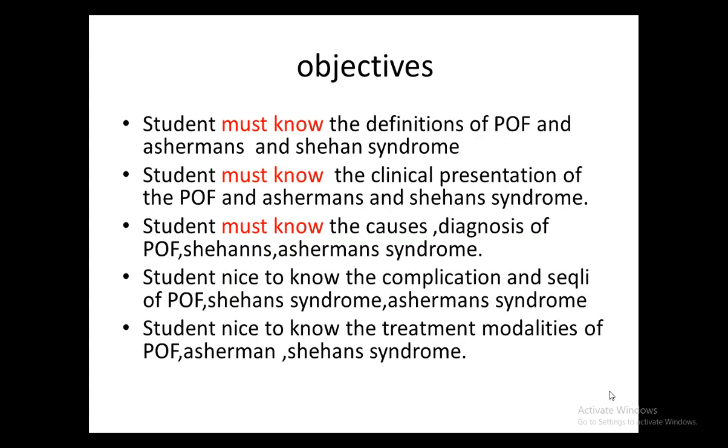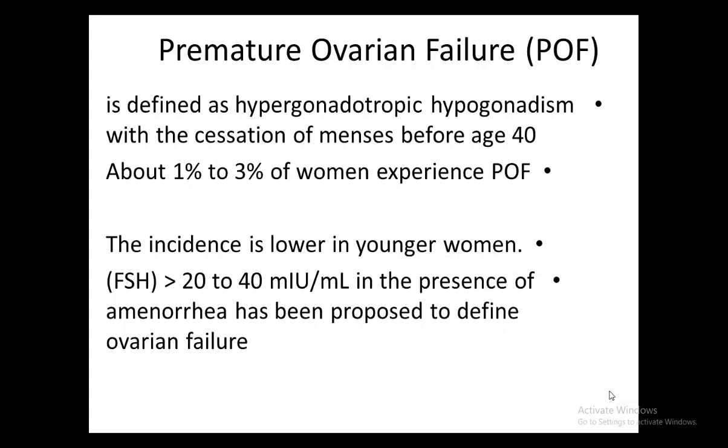The objective of this lecture is that the student must know the definition, the clinical presentation, the causes and diagnosis of premature ovarian failure, Asherman syndrome, and Sheehan syndrome. But it is nice to know the complications, sequelae, and treatment modalities of all of these causes: premature ovarian failure, Sheehan syndrome, and Asherman syndrome.